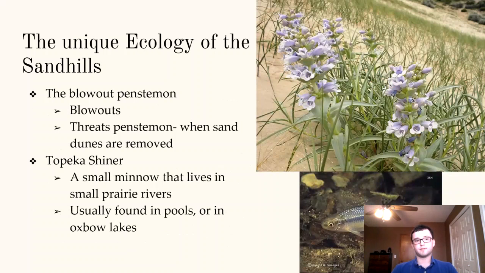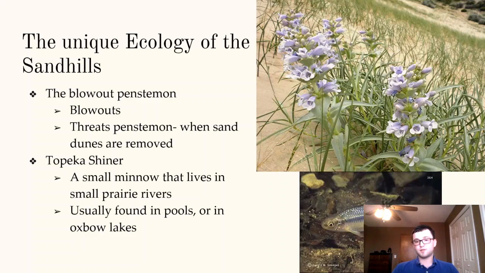So about the unique ecology of the sandhills. So the blowout penstemon grows in blowouts. What are blowouts? Blowouts are formed as strong winds deposit sands from the windward side of a dune to the leeward side and create a sparsely vegetated crater-like depression. As Alex said in his presentation, these look very similar to sand traps on a golf course. So these indicate a loss of productivity and are thus stigmatized by farmers in the sandhills.